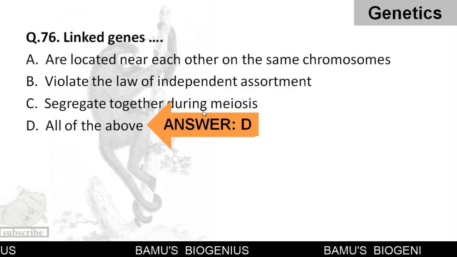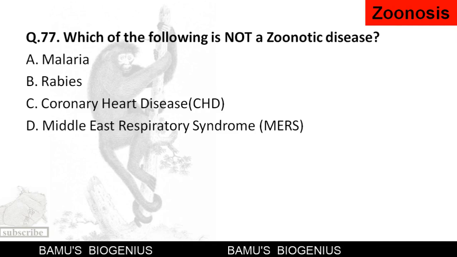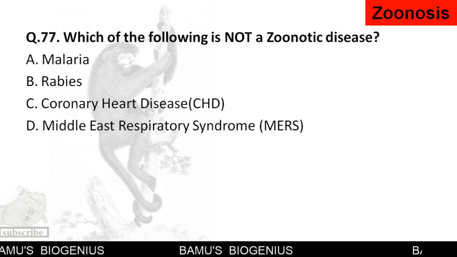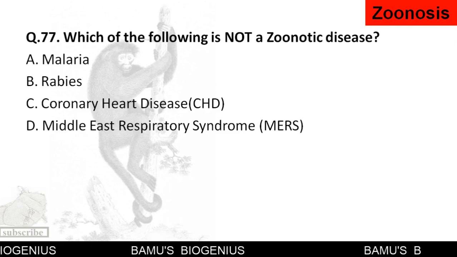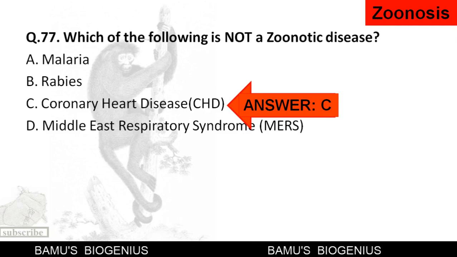Then question number 77, which of the following is not a zoonotic disease? Malaria, rabies, coronary heart disease, and Middle East respiratory syndrome, that is MERS. So zoonotic disease means that disease which occurs due to the overexposure of animals with the human beings. So the answer here is coronary heart disease is not a zoonotic disease. Answer is C.